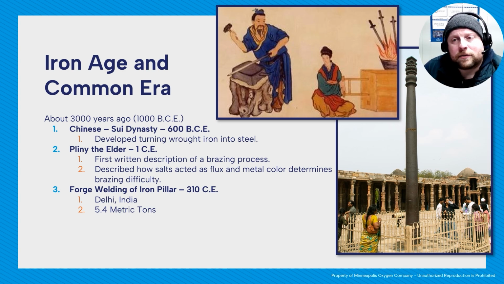And another example of some really impressive, in my opinion, metallurgy and technical skill is the forge welding of the Iron Pillar in Delhi, India. That's the year 310. It's 5.4 metric tons, about 24 feet tall, first constructed outside of a temple for Vishnu. It really shows off a high level of skill for Indian ironsmiths. It's also one of the most important objects of Indian cultural and spiritual heritage.